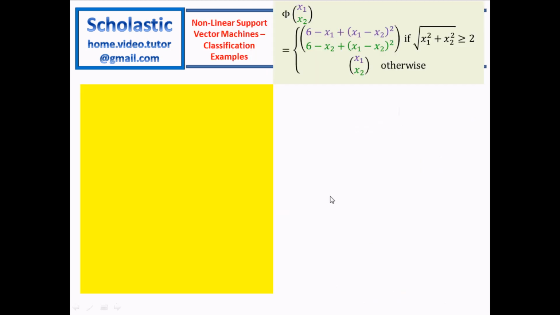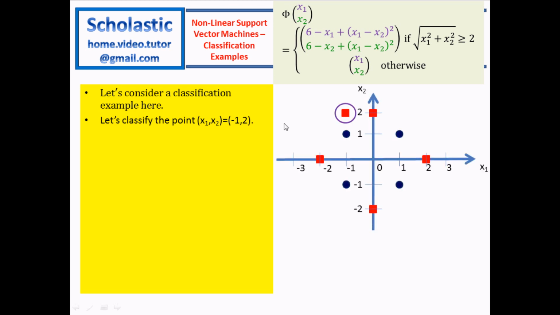Now let's apply this to a classification example and see whether our classification works for an unknown point. So this is the transforming function, and let us consider an example where x1, x2 equals -1, 2. This is a point in the feature plane, and obviously, if you look here, we took this as the blue class, which is in between 2 and -2.